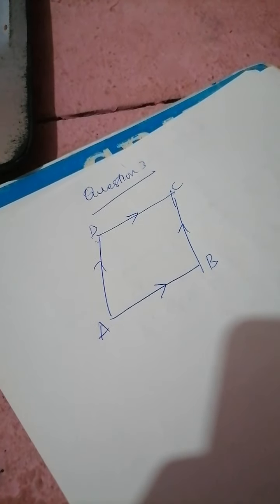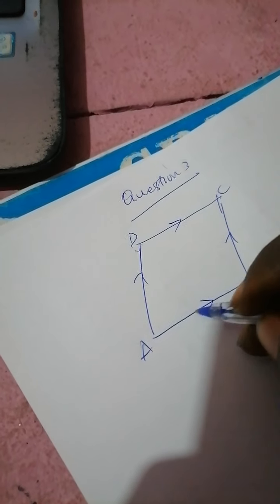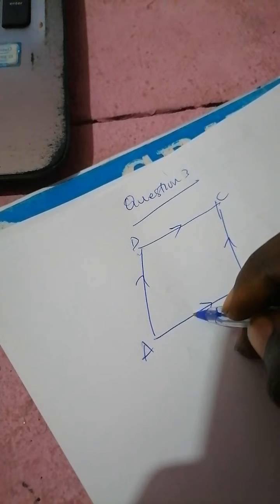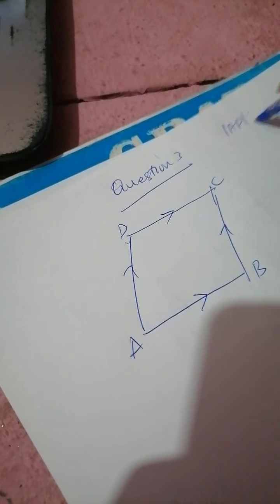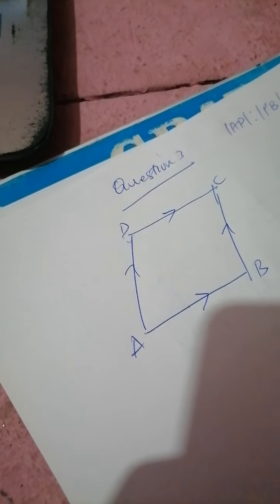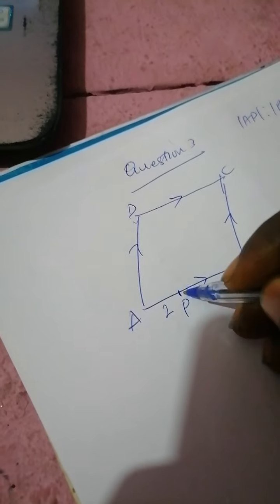Now we know P divides AB, so it means P must lie on AB in such a way that the ratio between AP is to PB is 2:5. So AP is 2, so you must put P in such a way that this is 2 and this is 5, right? That's what this is saying.